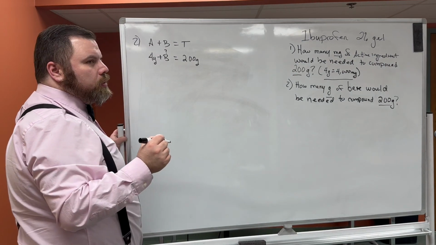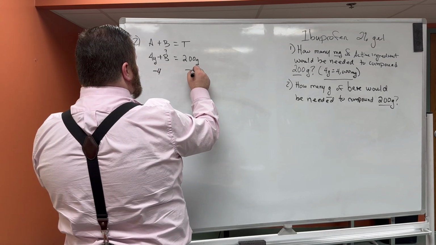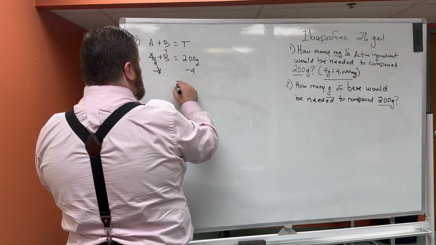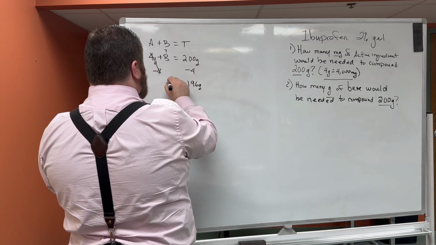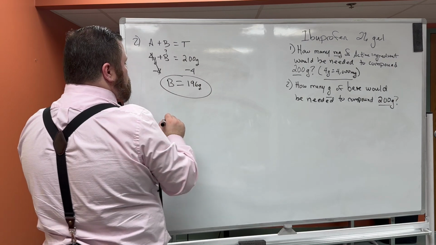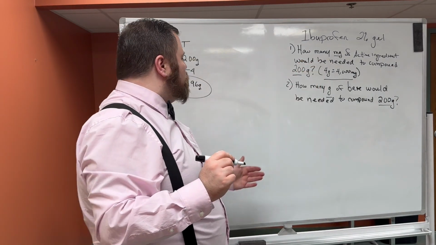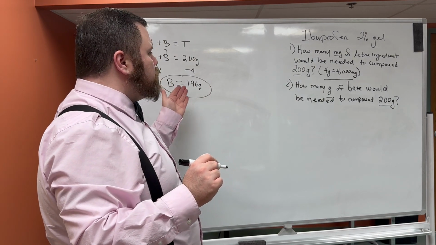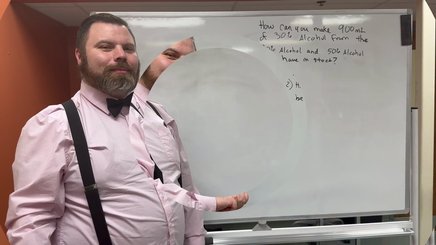Well, this is just a simple algebra problem. So we're going to go ahead and subtract 4 from both sides, leaving us on this side with 196. And that is our answer. So when we combine 4 grams of active ibuprofen powder with 196 grams of base, we'll get a 200 gram compound. And there you have it.